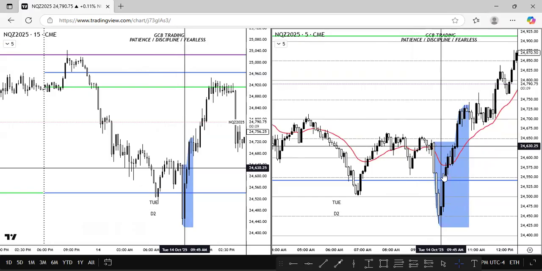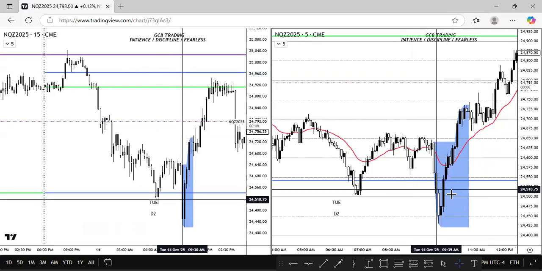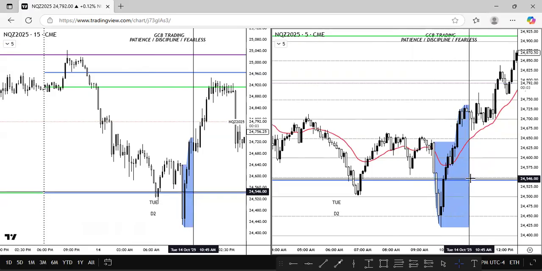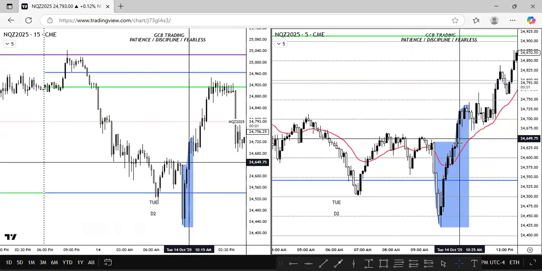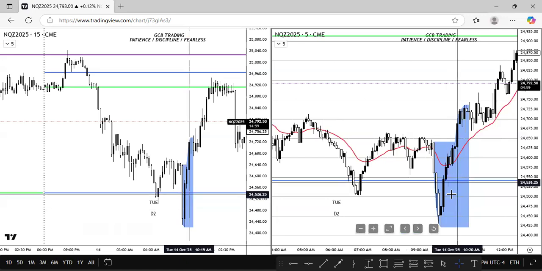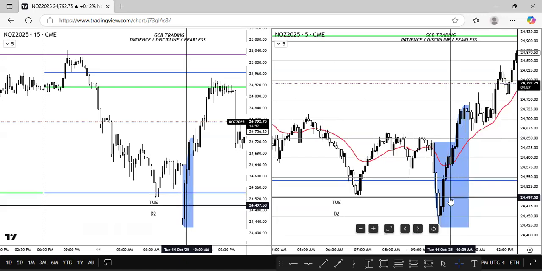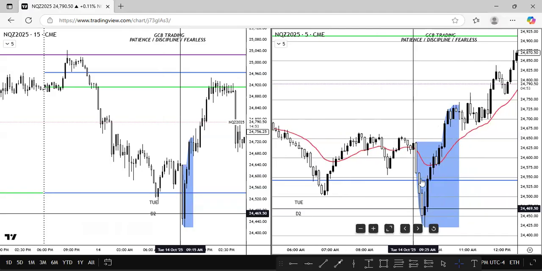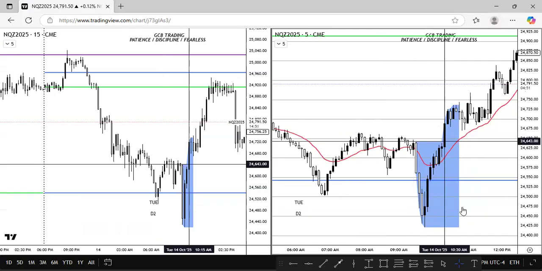For me, I'm mostly focused on trading inside of this window, from 9:30 to 10:45. That is where I'm looking to take trades. I don't want to trade anything outside of that window. I'm training myself to trade inside of this window.